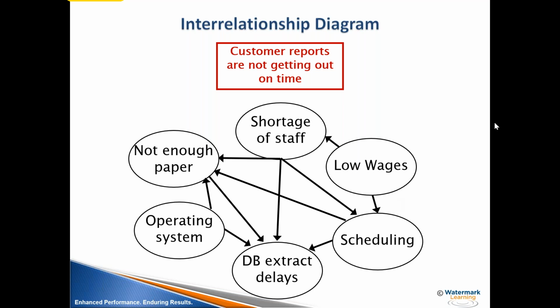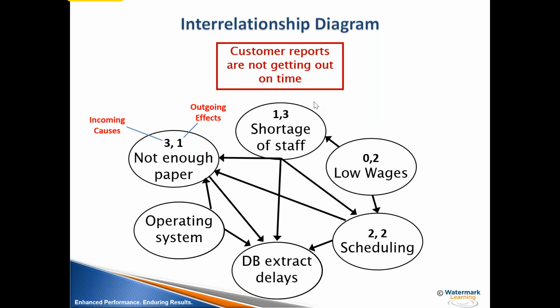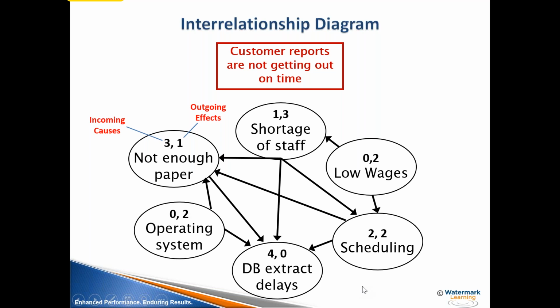So now the fun begins. Once you've got the arrows in place, you can count the number of times that there are incoming causes. Just count the number of arrowheads coming in. There are 3 for this not enough paper, and 1 outgoing effect. And then for staff shortages, there's 1 input and 3 output. Low wages, there's nothing that is the cause of low wages in this little diagram. Scheduling is 2, 2. Extract delays have 4 incoming causes and no outgoing effects. And the operating system is just the opposite, nothing input and 2 outgoing effects.